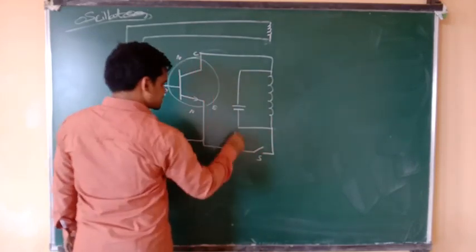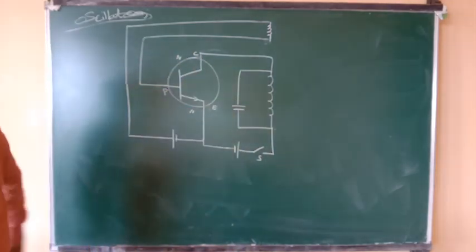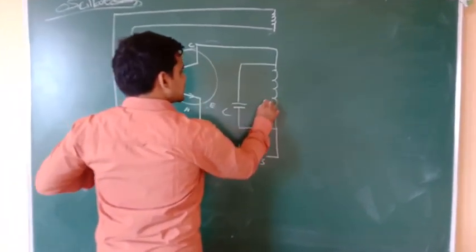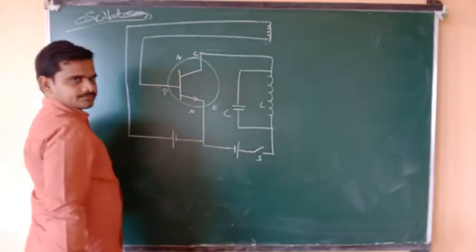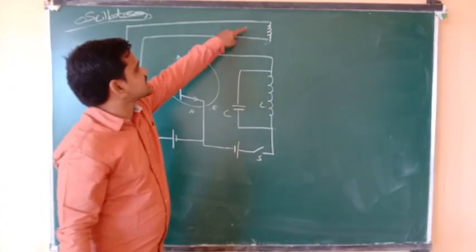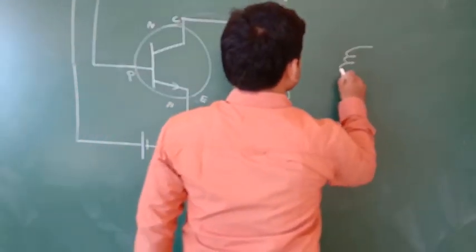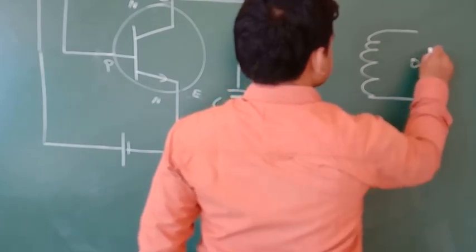The N-type is connected in reverse bias, means positive. This is very important. This is the tank circuit, capacitor and inductor. The transistor acts as an amplifying circuit, and this one acts as a feedback circuit here. Okay? Here I am going to take the output. Output is taken here.